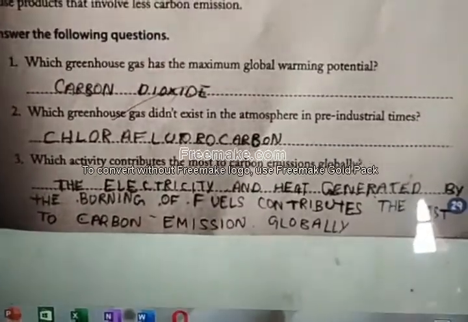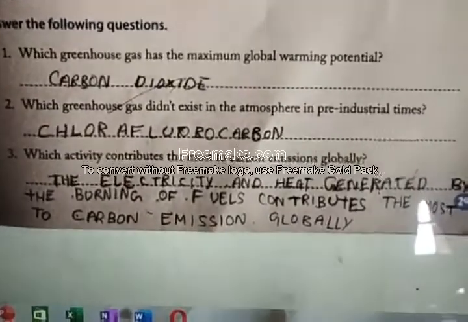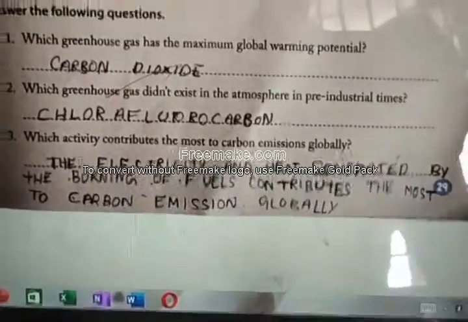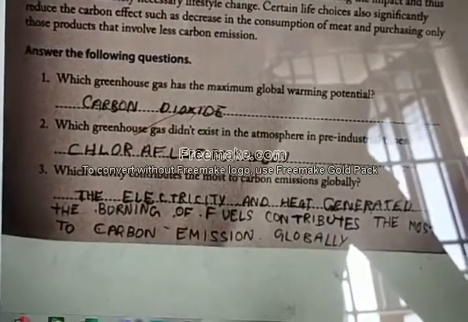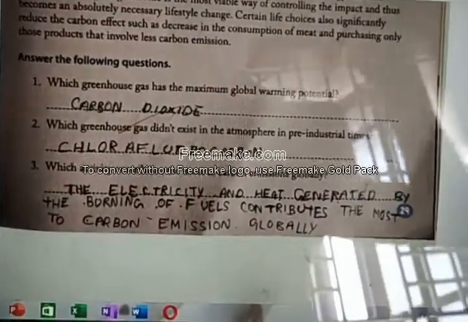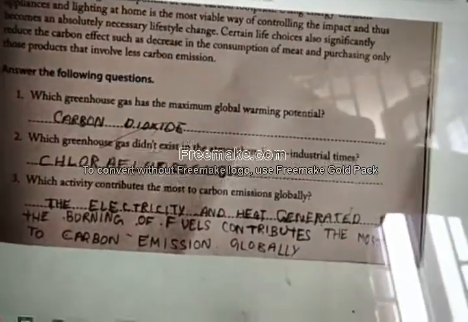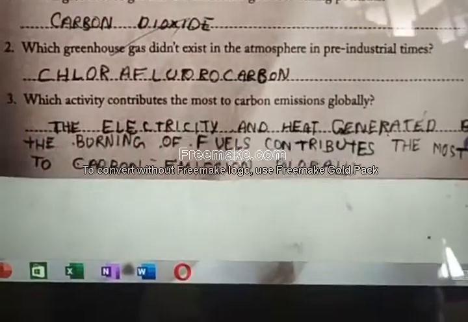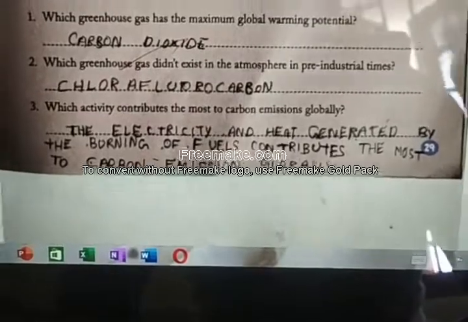Which greenhouse gas didn't exist in the atmosphere in pre-industrial times? Before industries were founded in this world, which gas was not in the environment itself? Chlorofluorocarbon. Chlorofluorocarbon was not at all there in the environment before industrial development. After industrial development, chlorofluorocarbon is abundant in the environment, which is bad for the environment.